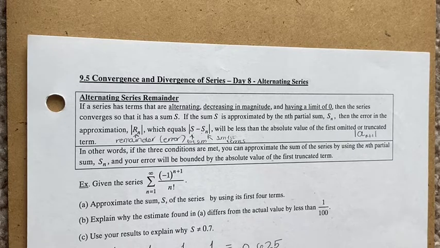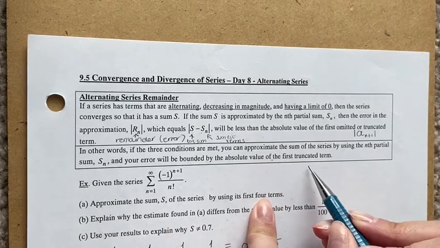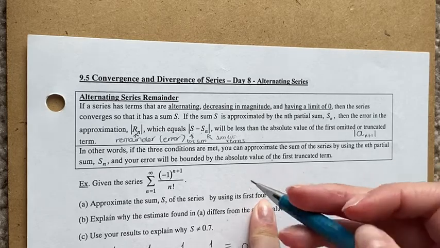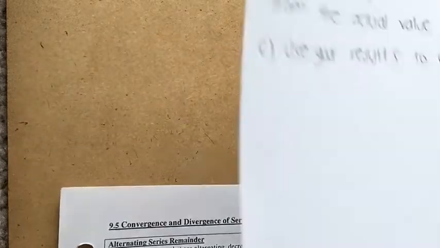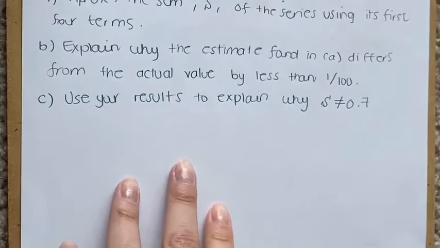In other words, if the three conditions are met, you can approximate the sum of the series by using the nth partial sum, S sub n, and your error will be bounded by the absolute value of the first truncated term. But what is this truncated term? You're going to see that it's not that bad. So let's look at this example. Let me get more space here so we can see the first example.